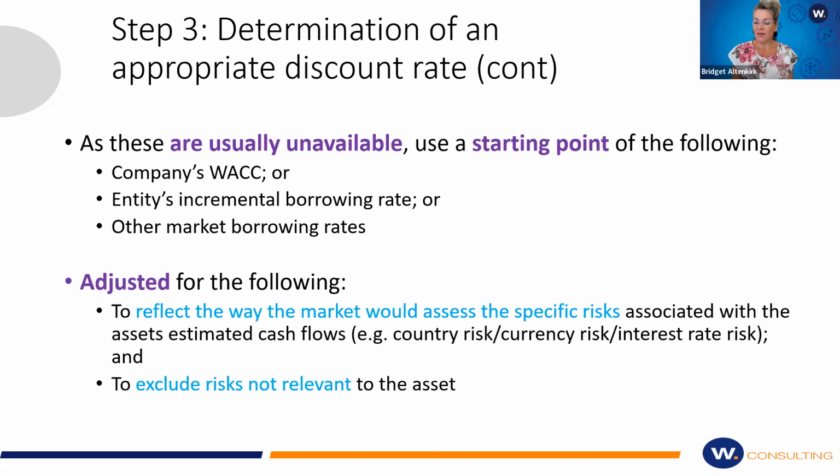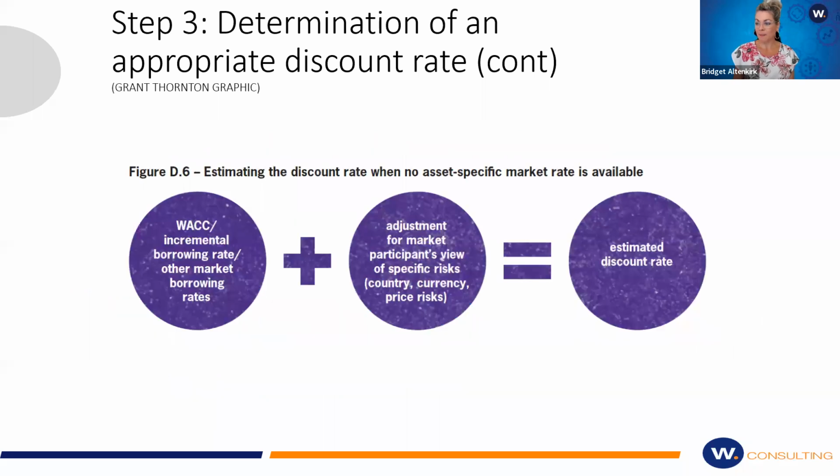it is unlikely that that entity-wide discount rate is going to be an appropriate market rate for a particular asset or group of assets. And that is why, if you use one of these rates as a starting point, adjustments are going to need to be made so that you can take into account risks that market participants would take into account pertaining to the particular asset or group of assets. And also you would need to exclude elements within those rates which are not relevant to that asset or group of assets.